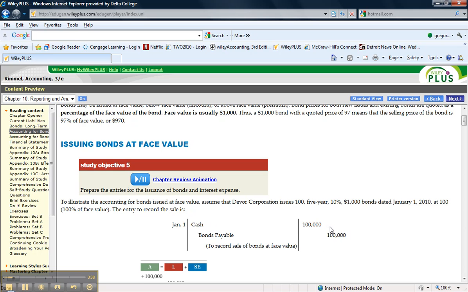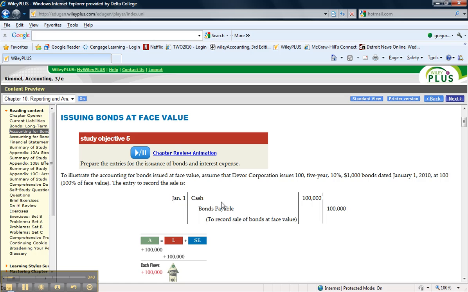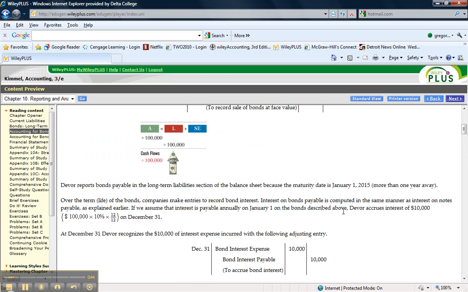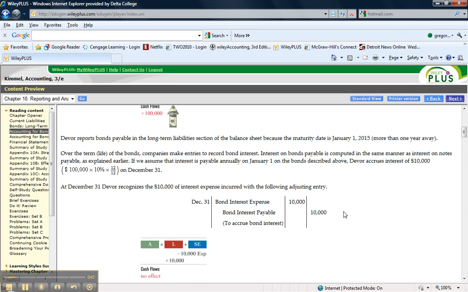So this is how you record a bond issuance at face value. The company gets the cash, they record the liability that they're going to have to pay back. Over time, the company's going to have to record interest expense and interest payable, and then record those interest payments to all those investors. So here's the interest calculation: face value of all the bonds, annual interest rate. It's a full year being calculated here.